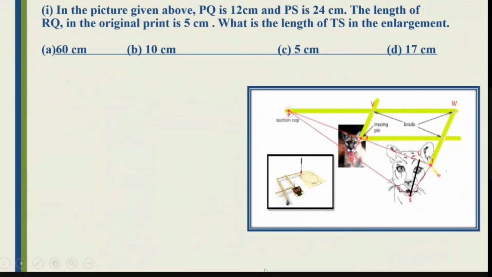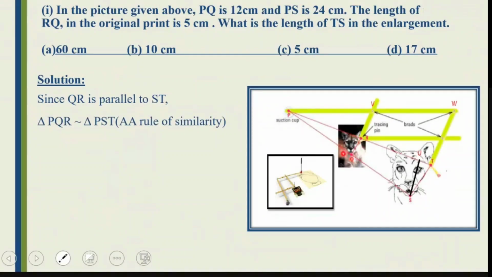Now, if you see clearly, QR is parallel to ST. So triangle PQR will be similar to triangle PST. This will be by the AA rule, because QR being parallel to ST, angle Q will be equal to angle S and angle P is the common angle. Therefore, by the AA rule of similarity, the two triangles are similar and hence the sides will be proportional. Let us see the proportional sides. PQ upon PS is equal to QR upon ST. This will be by CPCT.